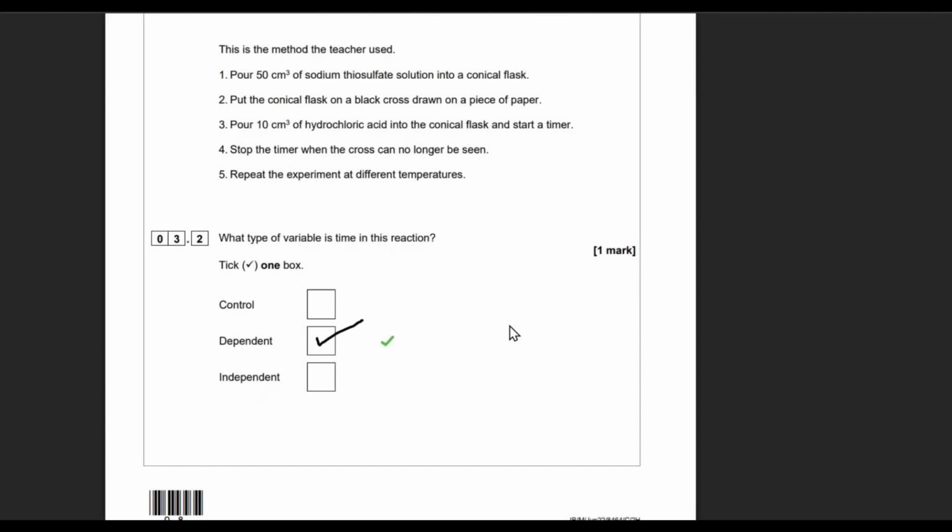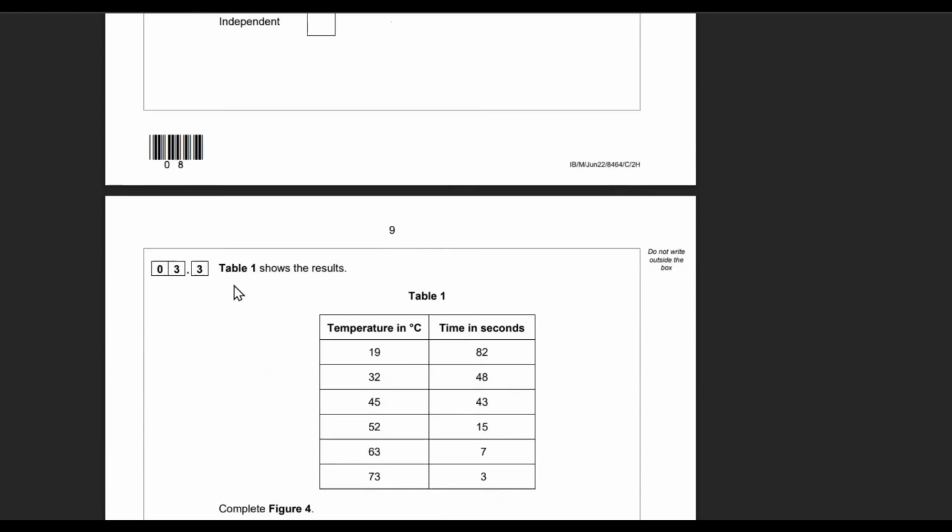So it's independent of the experiment. The experiment doesn't change the temperatures. The human is repeating at different temperatures. So that is the independent variable. Anyway, it's very hard to find a way to remember that. You just got to do it.